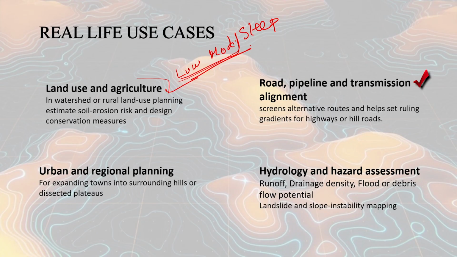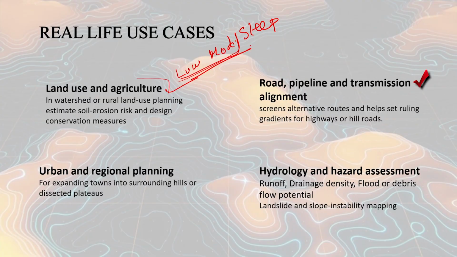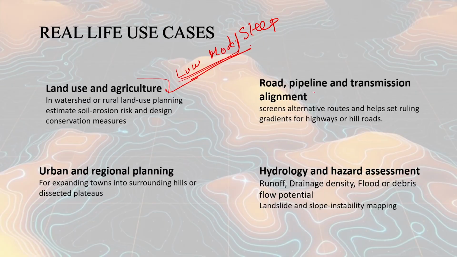Second one is road and pipeline transmission and alignment. When there are roads, we often see that those are dug up for pipelines for gas or sometimes for telephone lines or internet lines. Even in such cases, the slope of the land plays a major role in cost cutting as well as the speed at which it is completed. So, again, Wentworth's method is a first step in this situation as well.